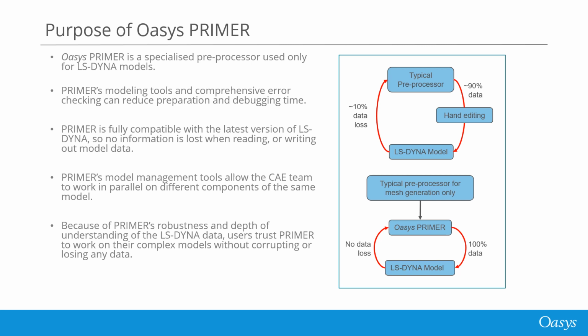Oasys Primer is a specialized preprocessor used only for the LS-DYNA models. Primer's modeling tools and comprehensive error checking can reduce the preparation and debugging time. Primer is fully compatible with the latest versions of LS-DYNA, so no information is lost when reading or writing out the model data. Primer's model management tools allow the CAE team to work in parallel on different components of the same model. Because of Primer's robustness and depth of understanding of the LS-DYNA data, users trust the Primer to work on their complex models without corrupting or losing any data.